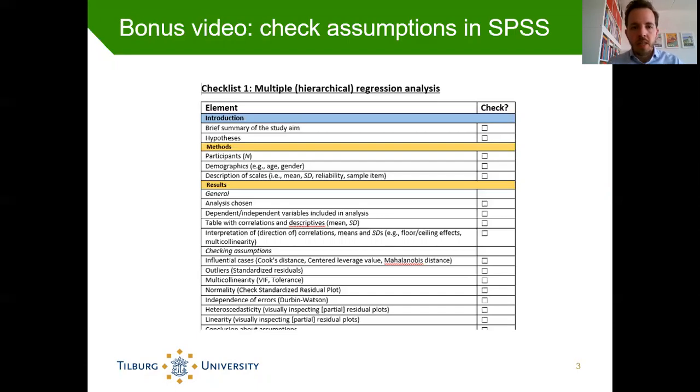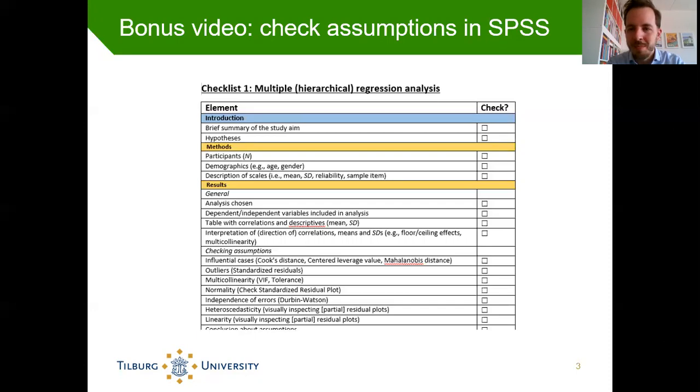Then also during the Q&A session last week, we thought it was a good idea to perhaps show online how you check all those assumptions, especially for multiple regression analysis, because there are so many. So I'm also going to make a bonus video in which I'm checking all those assumptions myself on a data set that we all have. I'll go through this step by step in a separate video so that you can see how those things should be done.